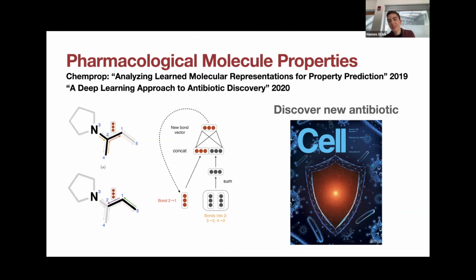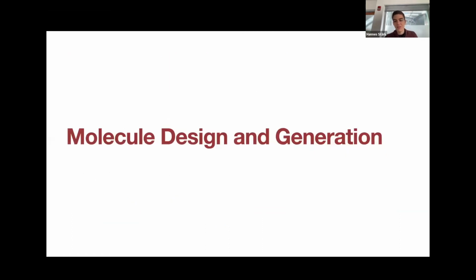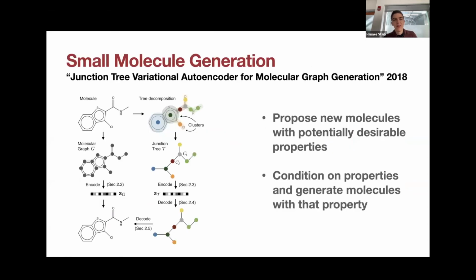And there definitely are many more open opportunities to work on in this area, like generalization to unseen molecules and other unsolved problems. Okay, but this is about molecular property prediction. Now I want to get into molecule design and generation, which is another big part of geometric deep learning for biochemistry.